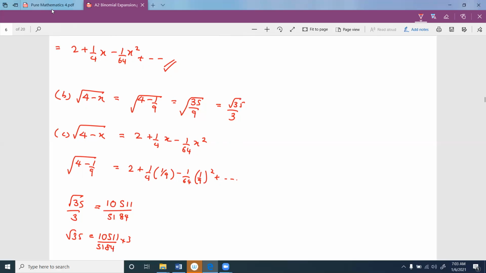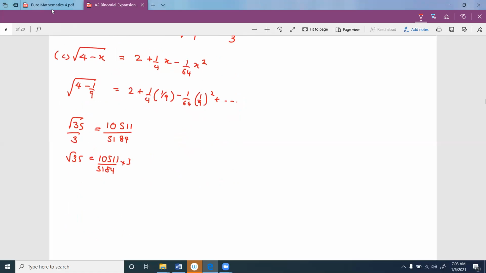With this answer you can say root 35 equals 10,511 divided by 1,728, or you can just write the answer, that is 6.0827. This is a little bit of an overestimation.